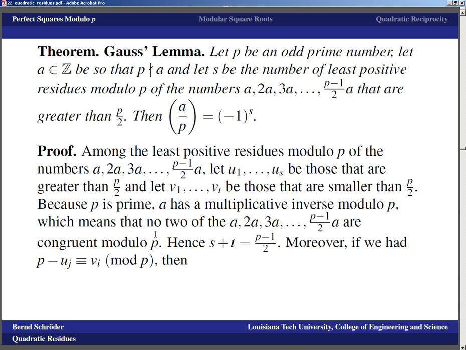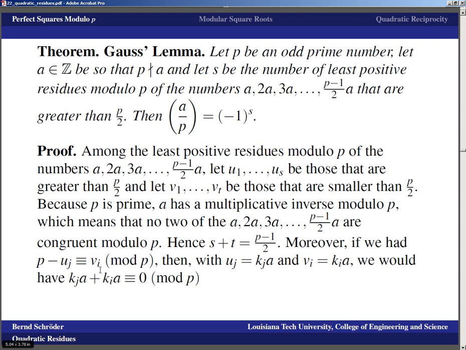Okay, so if I take something that is greater than p/2 and subtract it off of p, I end up with something that is smaller than p/2, which means I end up between 1 and (p-1)/2. And that's exactly what I want, because we're going to see here that there will be no crashes. If we had p minus uj is equivalent to vi modulo p, and uj is kj a and vi is ki a, because remember they're all among these numbers here, then after bringing the uj over, I would have kj a plus ki a is equivalent to p, which is equivalent to 0 modulo p.